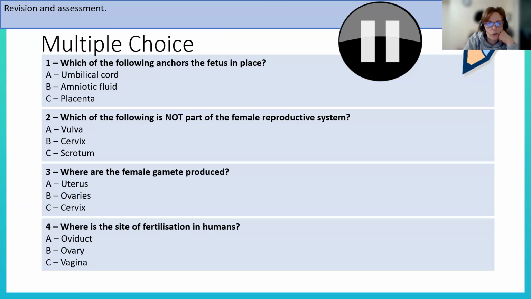Which of the following is not part of the female reproductive system? Where are the female gametes produced? So that's the ova. And where is the site of fertilization in humans? Have a look at those and see what you think is the correct answer. You can pause the video if you're watching the recording and press play when you're ready to have a look at the answers. If you guys want to, in the session, you can pop the answers in the chat.